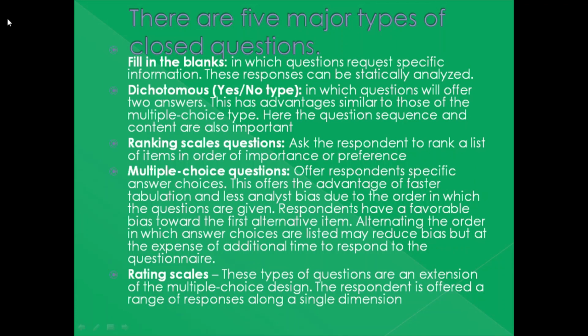Fourth one, multiple choice questions. That means one question may have multiple choices. It offers the respondent specific answer choices. This offers the advantage of faster tabulation and less analyst bias due to the order in which the questions are given. Alternating the order in which the answer choices are listed may reduce bias but at the expense of additional time to respond to the question.